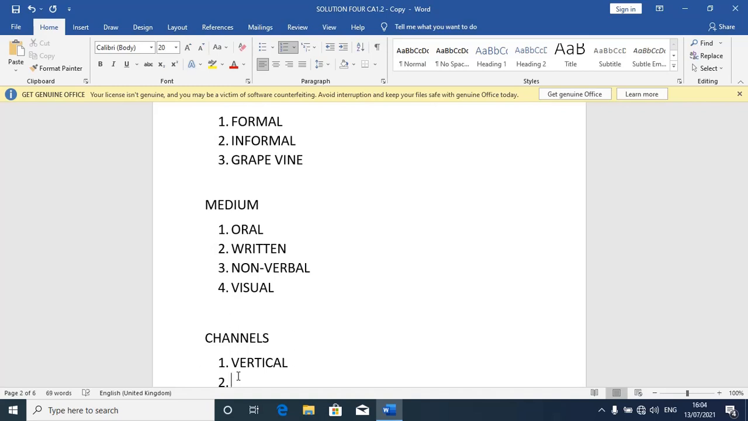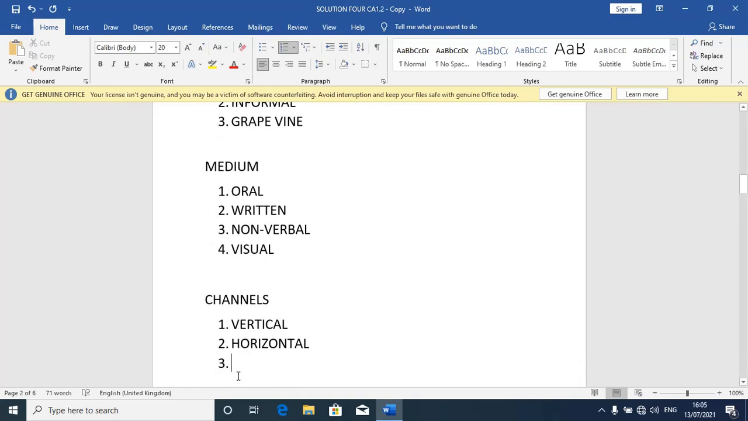The other channel of communication is horizontal communication. Horizontal communication is communication that is taking place between colleagues, people at the same level in an organization, communicating to each other. The purpose could be to consult, to advise each other, or to simply update each other. That's people who are at the same level communicating to each other.